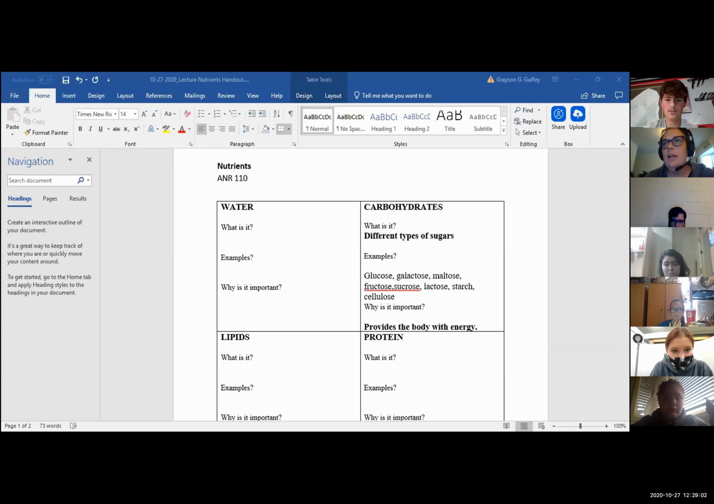Just real quick, I want to clarify, he said something backwards. Glucose is actually the most simple version of the carbohydrates. It is the building block to all of the other structures that he mentioned.